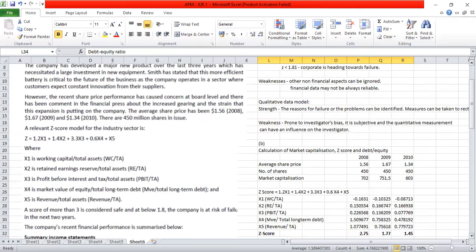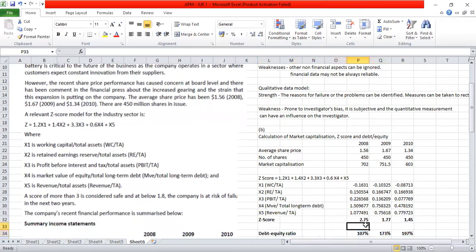What are the values here for Z score? 2.75, the first year, it is okay, it is doing good. It's not very safe and sound with a value above 3, but it is not that bad also. It is somewhere close to 3 only, 2.75. Then the next year it fell down to 1.77, and after that it further fell down to 1.45. So when we look at the performance of this particular RM Batteries, we understand that the performance is deteriorating and it is very bad.